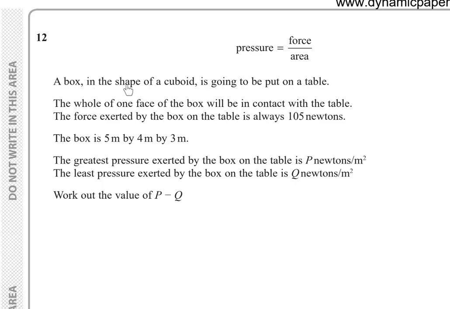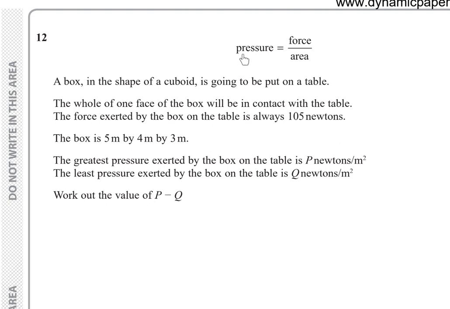12. A box in the shape of a cuboid is going to be put on a table. The whole of one face of the box will be in contact with the table. The force exerted by the box on the table is always 105 newtons. The box is 5 meters by 4 meters by 3 meters. The greatest pressure exerted by the box on the table is B, and the least pressure exerted by the box on the table is Q. Work out the value of B minus Q.